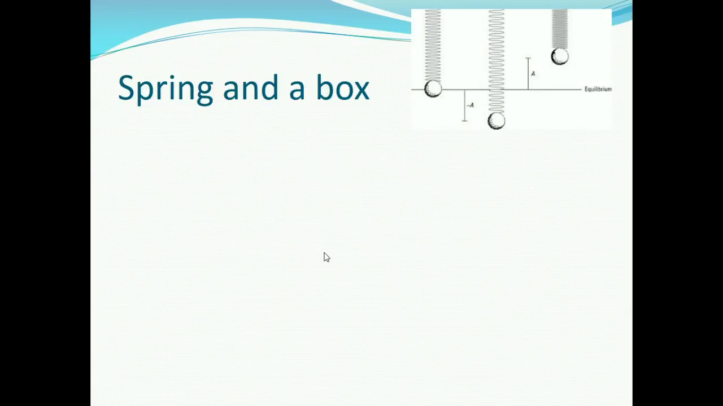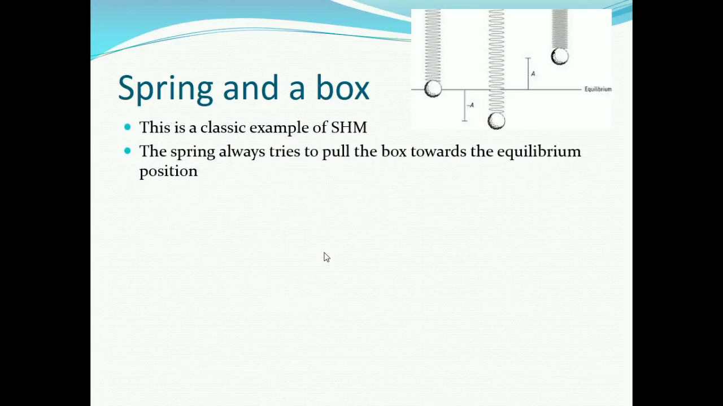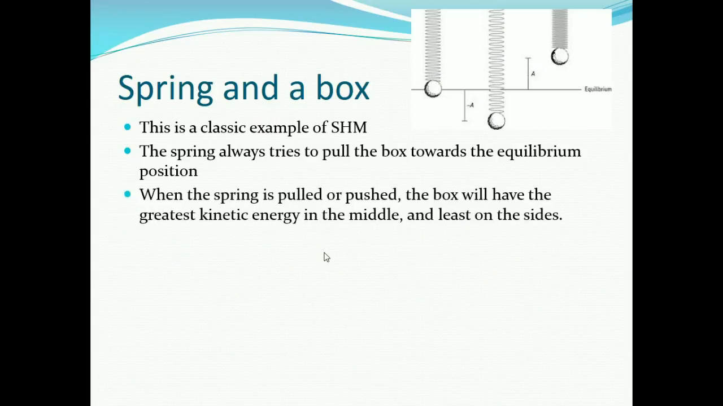Okay, so one of the most common simple harmonic motion scenarios is a spring and a box, or a ball. A spring always tries to pull the box, or the object it's attached to, to the equilibrium position. And when a spring is pulled or pushed and then released, the box will have the greatest kinetic energy as it's passing through the center, and the least on the sides.